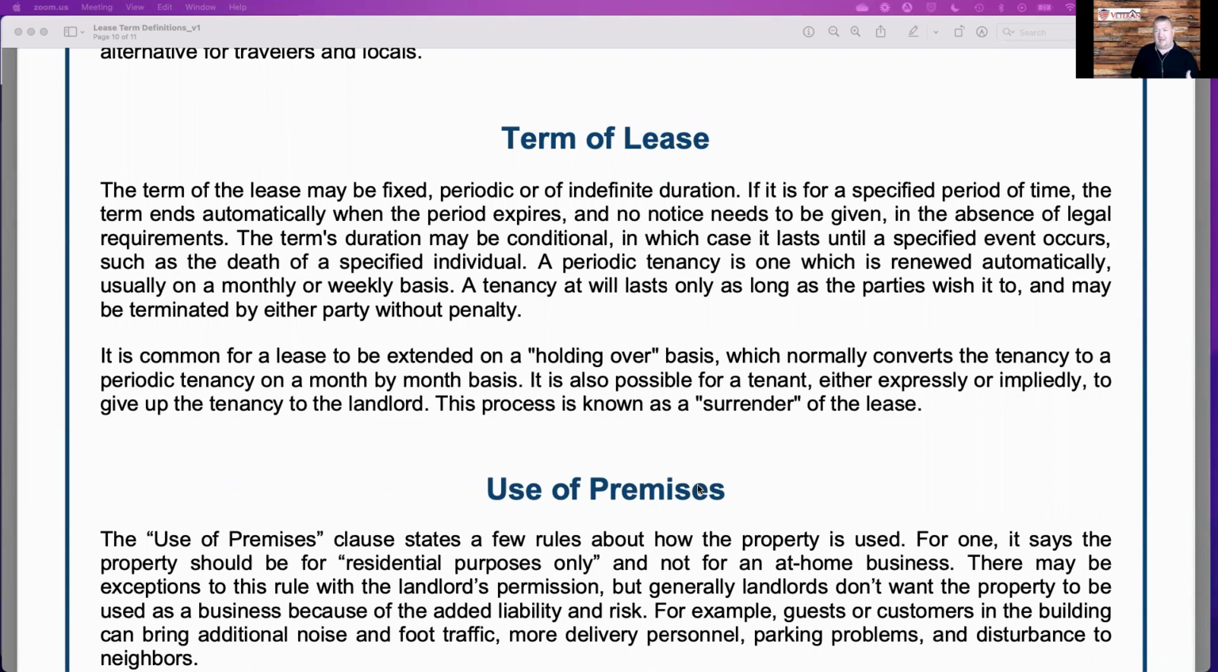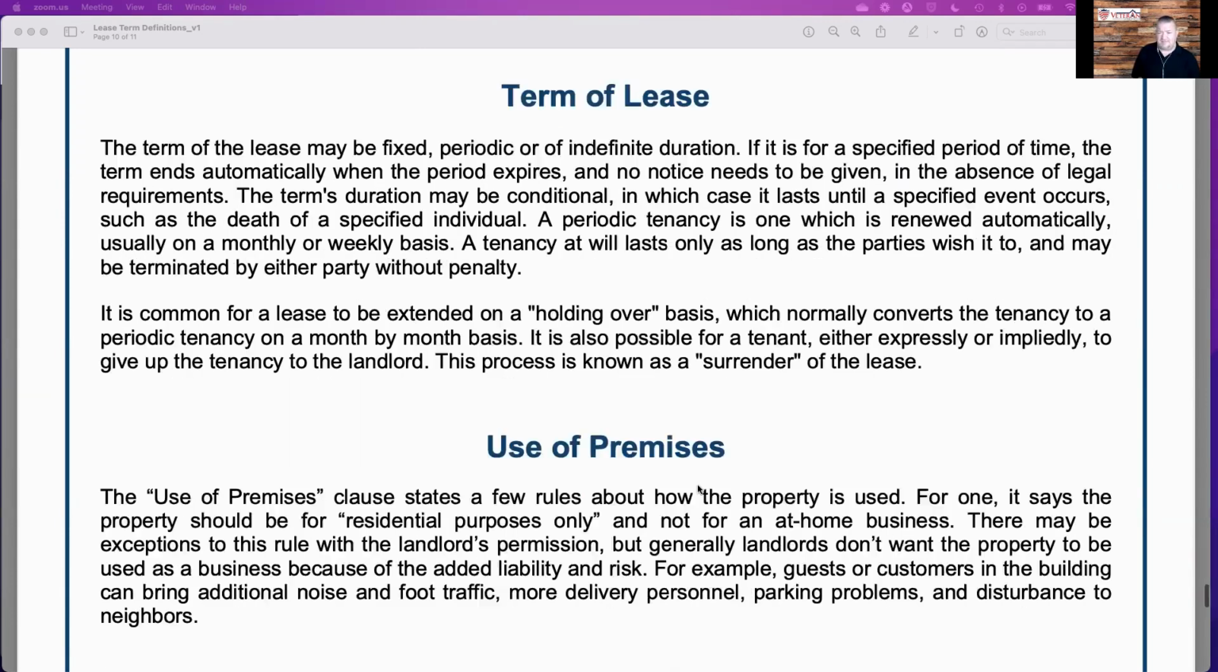Pretty straightforward. You're going to see the term of the lease is pretty much one of the first clauses of your lease, along with the rent, late fees and security deposit. Those things typically fall on the first page of a lease because they are the most important to populate.